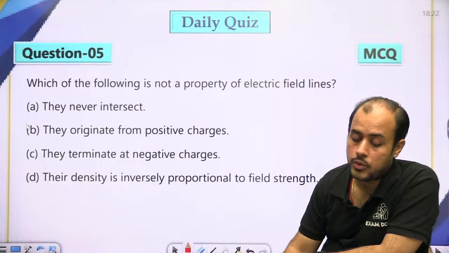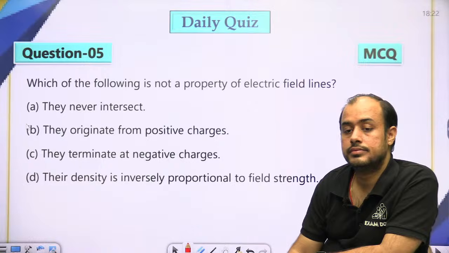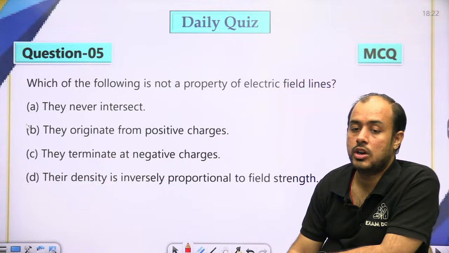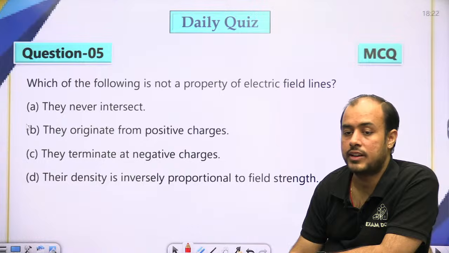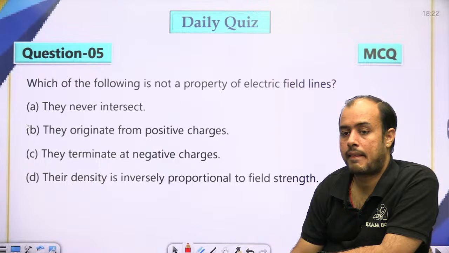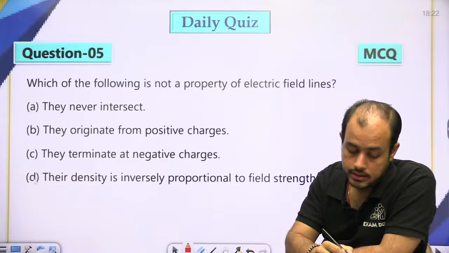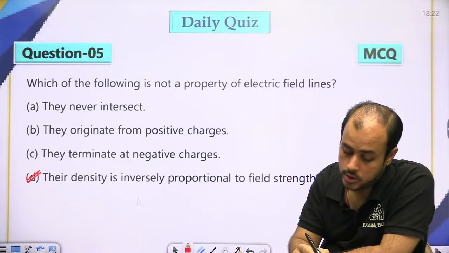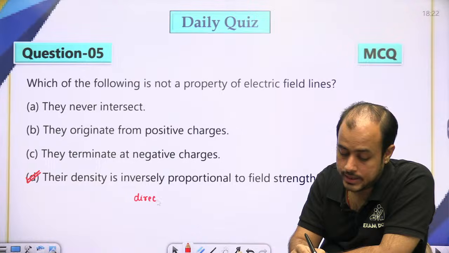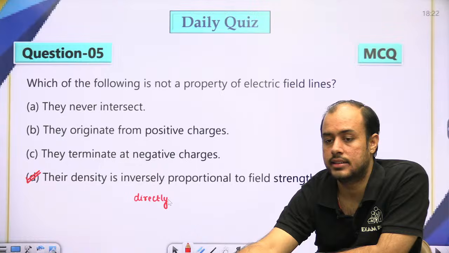Next, which of the following is not a property of electric field lines? Tell me, which of the following is not a property of electric field lines? Their density is inversely proportional to field strength. Actually, it is directly proportional to field strength. Not inversely, it is directly proportional. Okay?